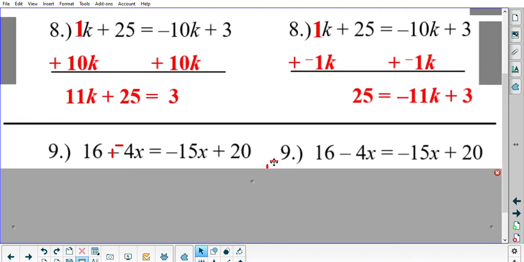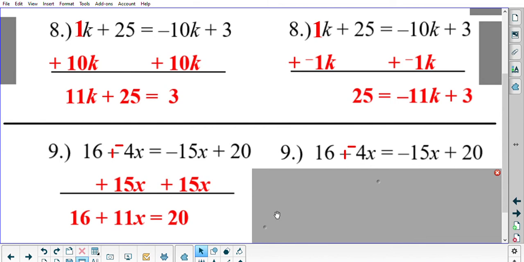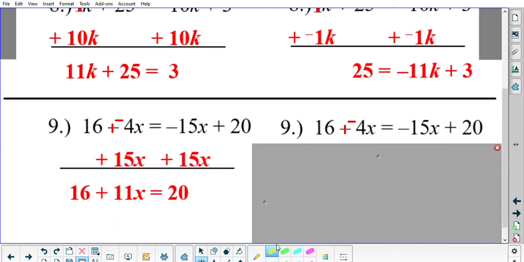Problem number 9. Maybe you made subtraction adding the opposite. You could add 15x on both sides, which would give you, did you realize that would give you 11x? Because that minus 4x is like plus negative 4x, and negative 4x plus 15x is 11x. So again, maybe in that situation it is helpful to make the subtraction adding the opposite. Otherwise, you might have been fooled into thinking it was going to be 19x, which it's not.